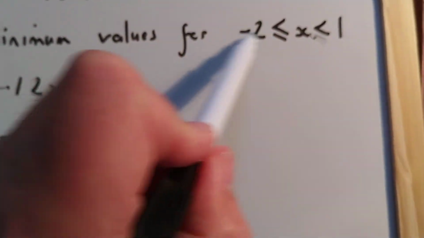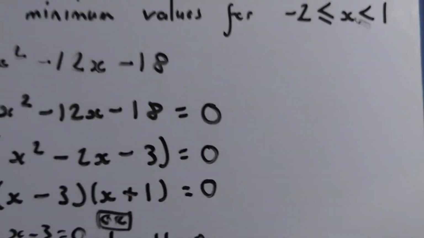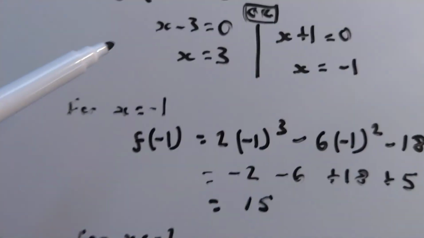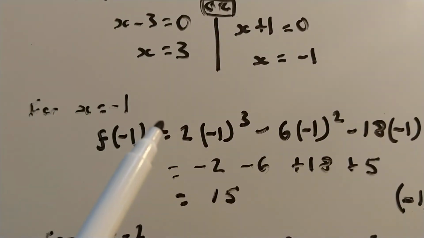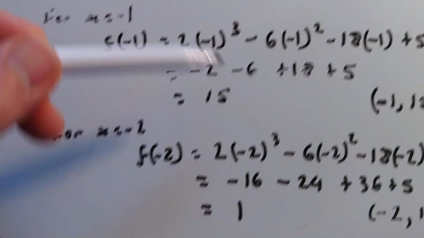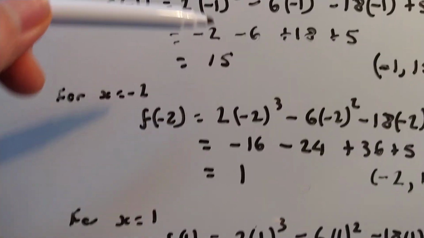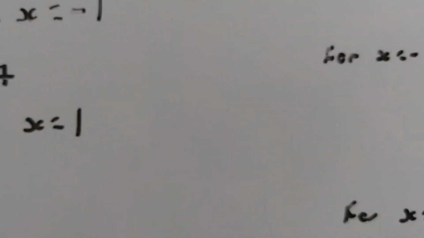So make sure, please, that you substitute the endpoints of the interval and that you find any stationary points that are within the interval. Could be both, could be one, could be neither. Work out the y coordinate, which gives us the value, and then make a statement, and that's it done. A fairly straightforward 7 or 8 marks.